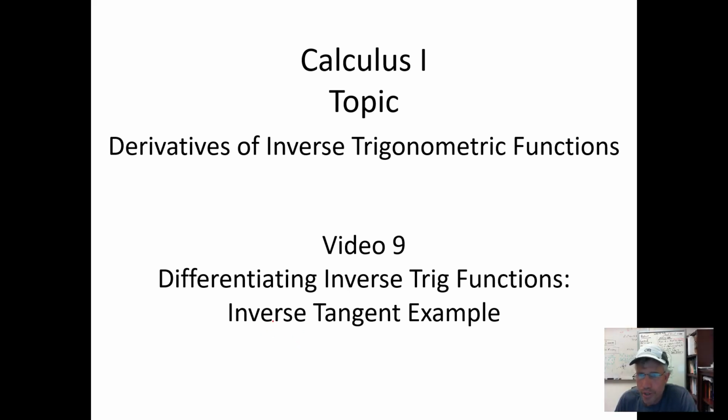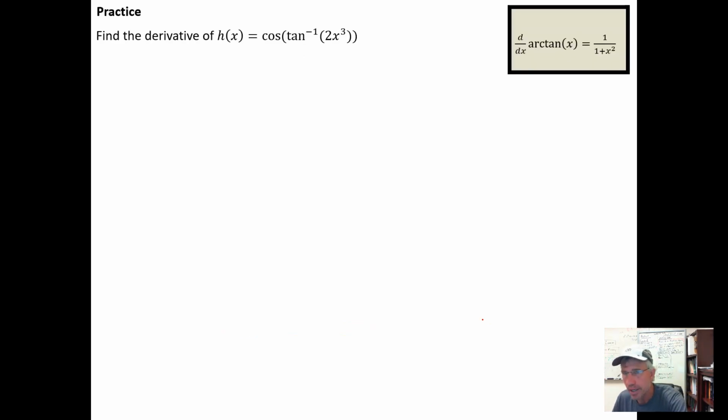So in this video, we're going to differentiate a function that has an inverse tangent in it. And this is going to be a more complicated example because we have a function composition. We have a cubing function inside the tangent inverse, inside a cosine function. And what we're going to have to do is actually construct the triangle that tangent inverse of 2x cubed is representing in order to simplify the final result.